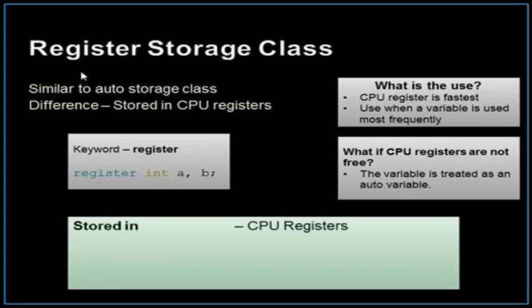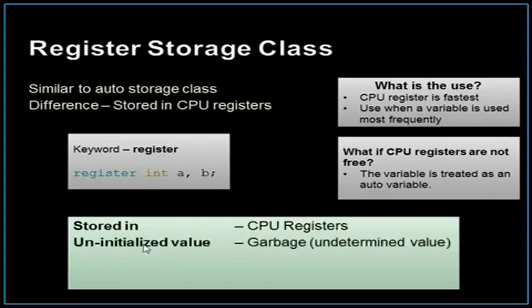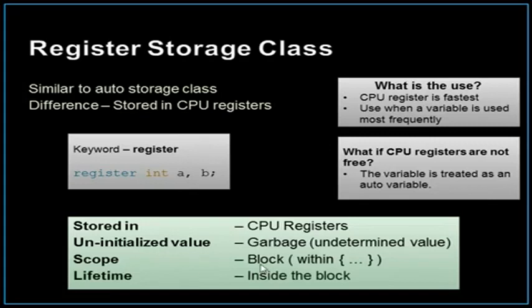Now, a register variable is stored in CPU registers. The uninitialized value is garbage. The scope is within the block, similar to the auto variable. The lifetime is inside the block, same as an auto variable.